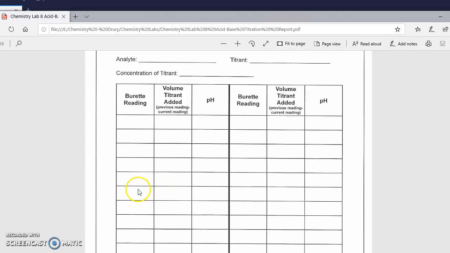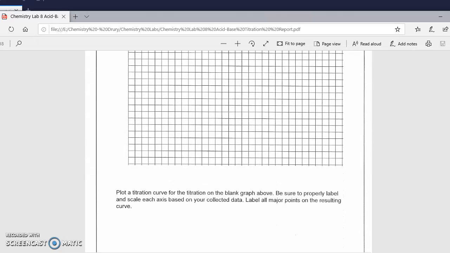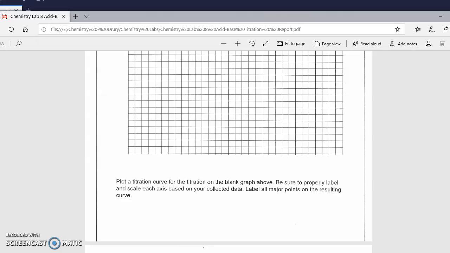The next one is going to be 20.0. So that means we've added a total of 25 milliliters. And the pH is now 12.91. And if this goes down to 15, or we've added a total of 30 milliliters, the pH is 13.5. Okay, I'll let you do the rest of this and plot out the information as you are supposed to do on this particular graph.